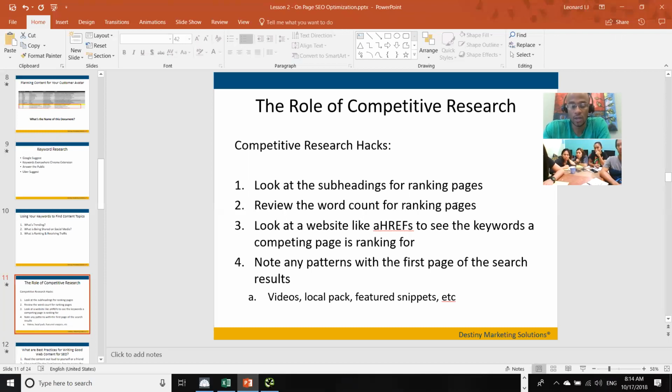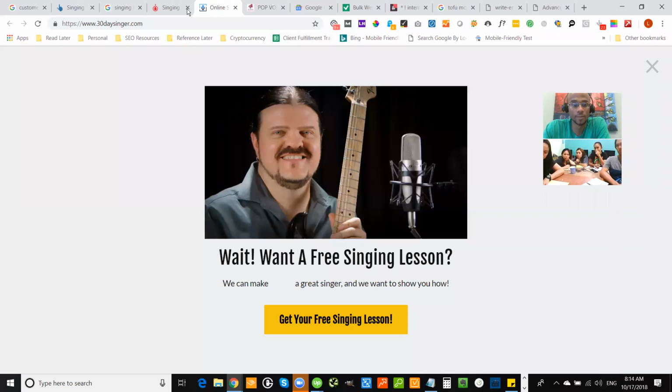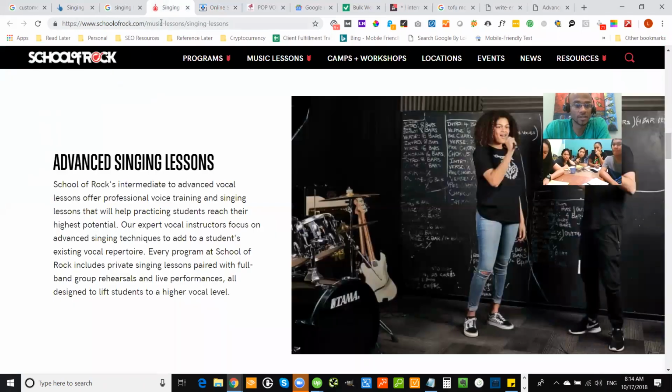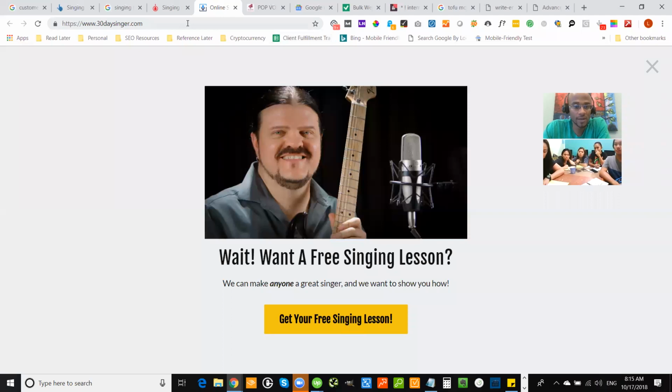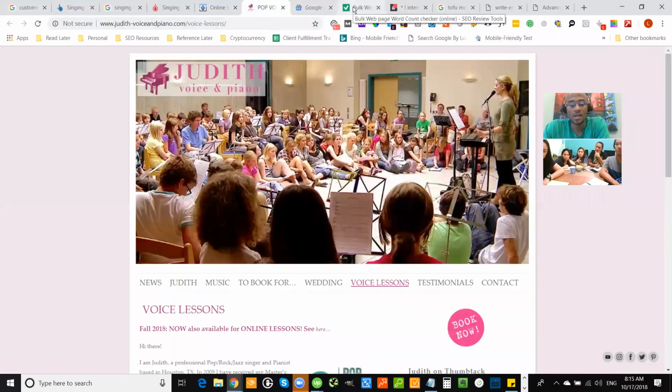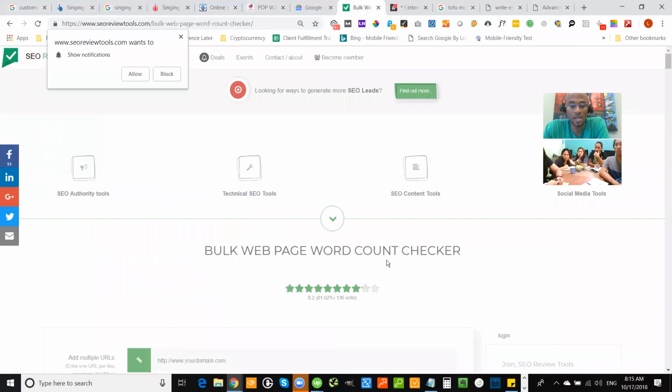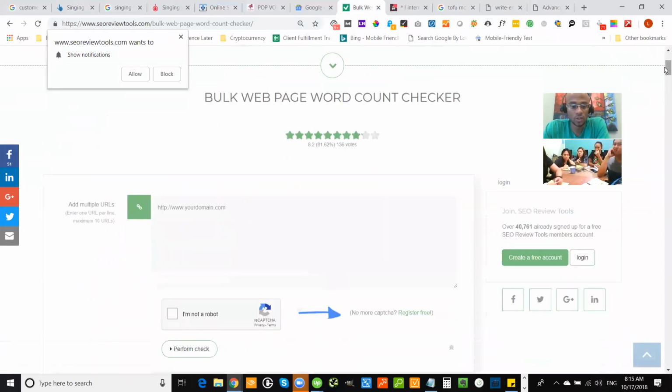What I tend to do is take the average of the top search results. So in our example, I would take the average of this page, take the average of this page, and then take the average of this page. And I use a tool called the bulk web page word counter checker. In that tool, you just plug in the URLs and it tells you the average word count for that URL. And don't worry about writing the tool down. I'll share this in the resources folder for the homework assignment. But you want to make sure that you have an idea of the word count for each of the websites that are ranking well.